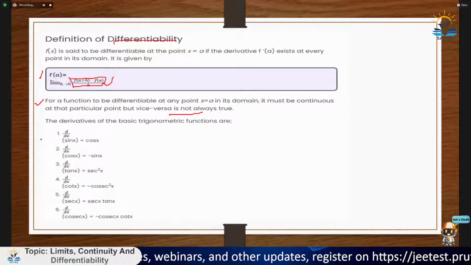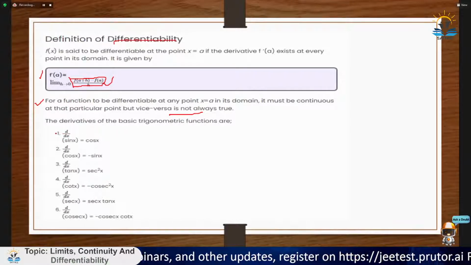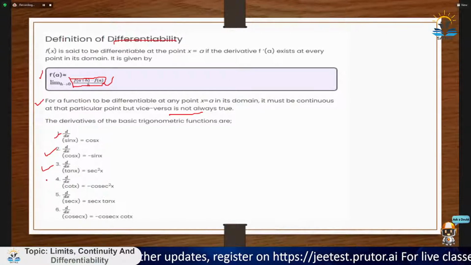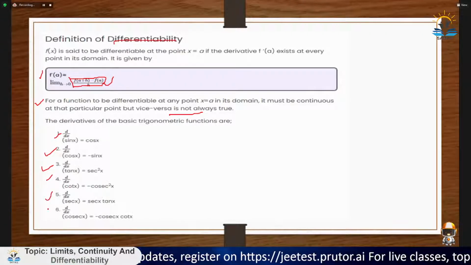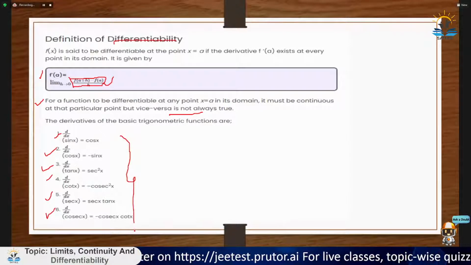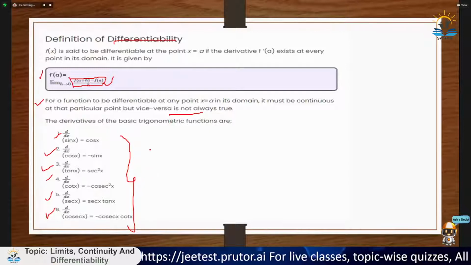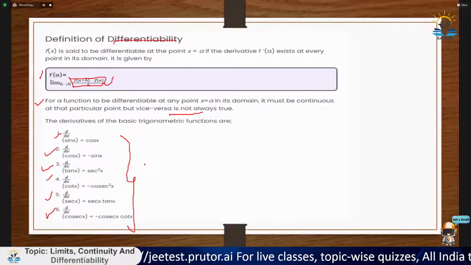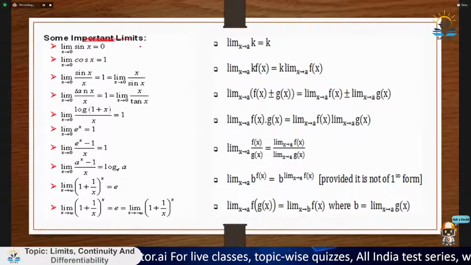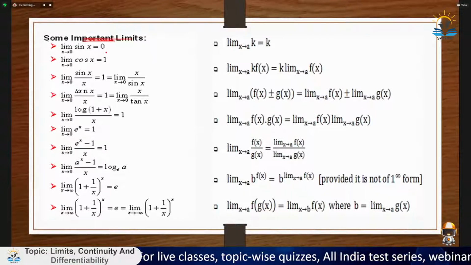Okay, then derivatives of some basic trigonometric functions are given: sin x gives cos x, cos x gives minus sin x, tan x gives sec square x, cot x gives minus cosec square x, sec x gives sec x tan x, cosec x gives minus cosec x cot x. So these are some basic derivatives which you should remember. Okay, now moving on to some important limits. These are also important ones. So please remember these things.